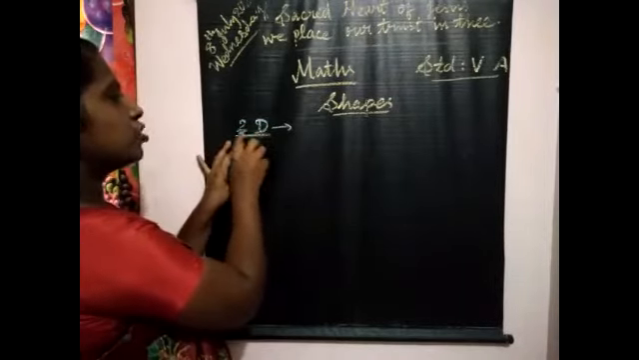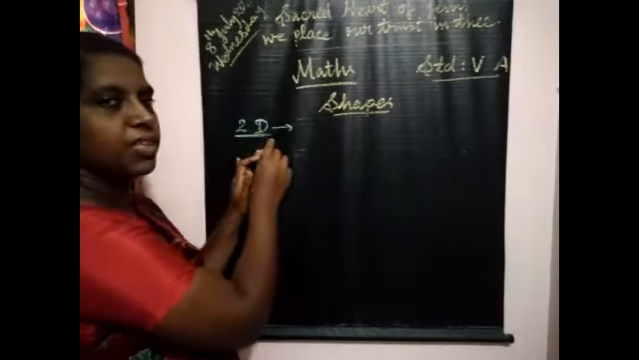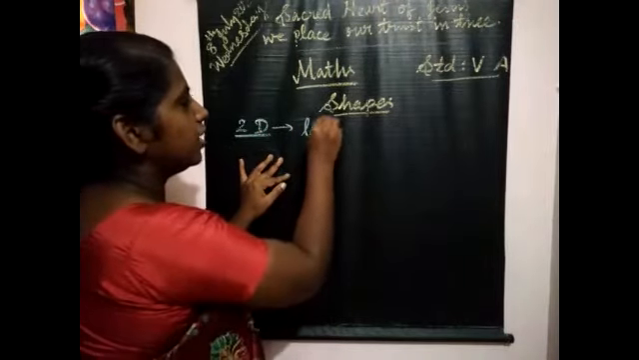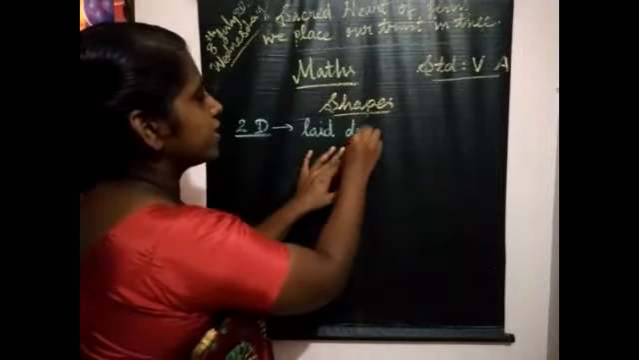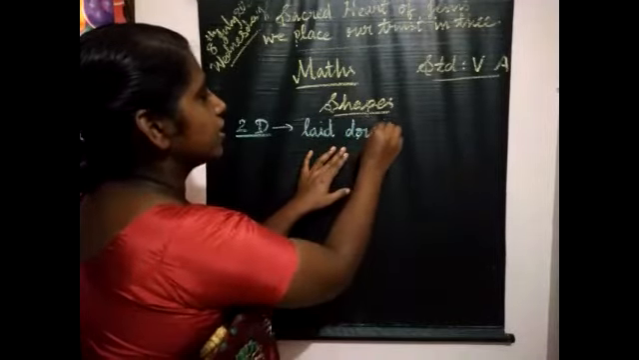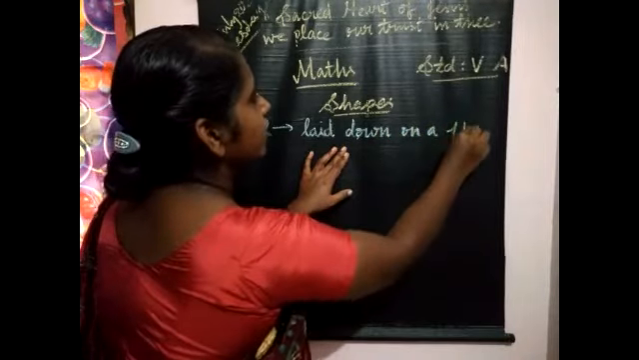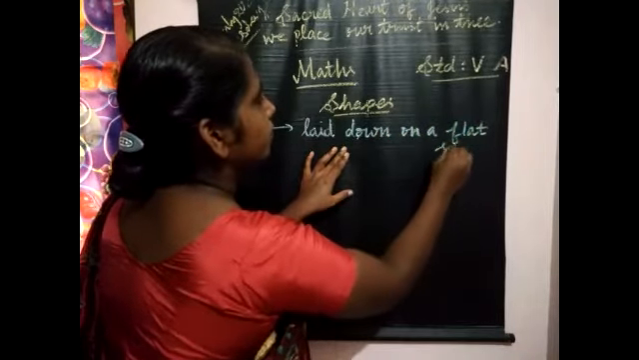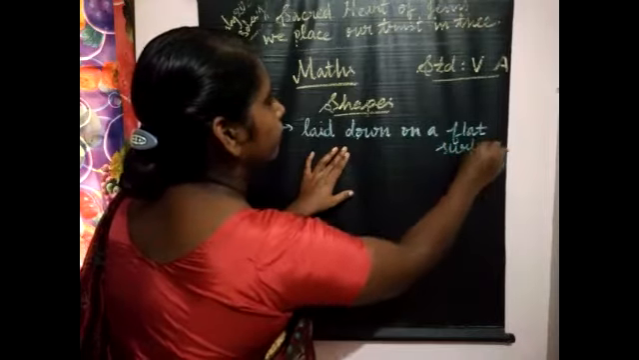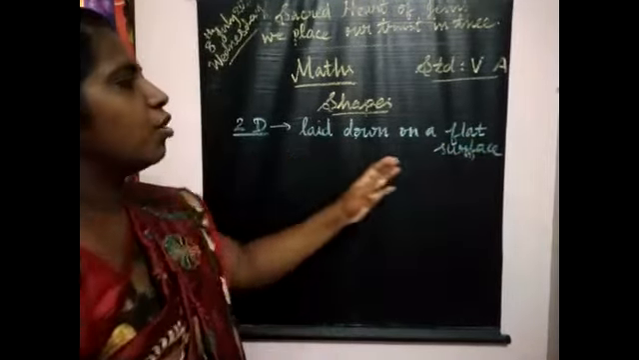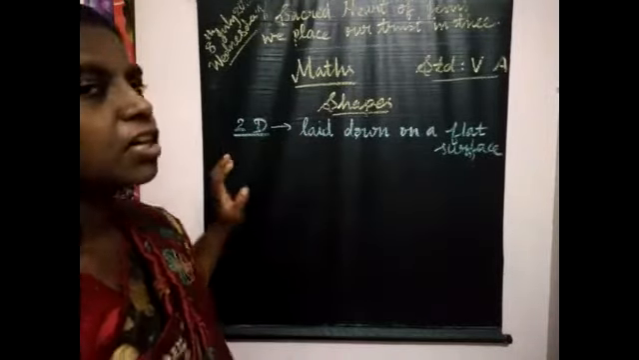So 2D means two dimensions. The shapes which have two dimensions, that is, if it can be laid down on a flat surface, then that is called a 2D shape. If a shape is laid down on a flat surface, then it is called a 2D shape.